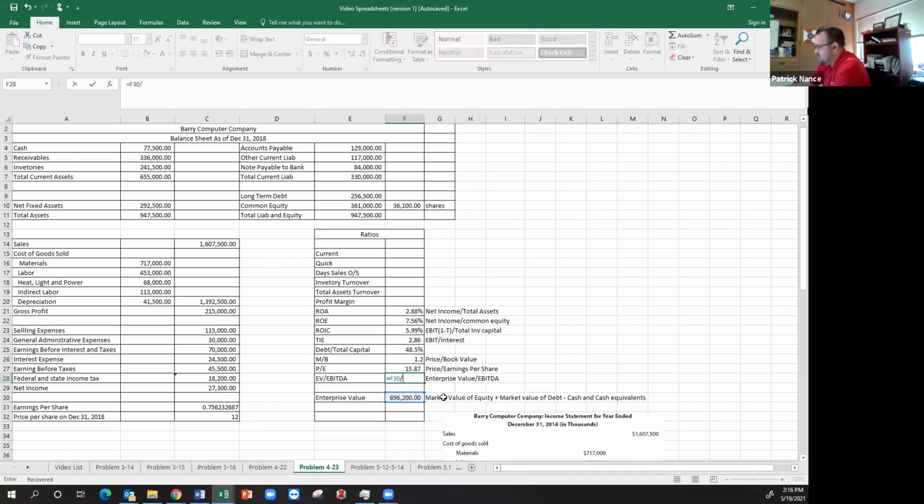So now I can take that number divided by earnings before interest, taxes, depreciation, and amortization, which in this case is going to be the 70,000, and I need to add back in the 41. Because this 70,000 is EBIT, but then I can add back in the depreciation for EBITDA. So it should be 6.24. It should be the enterprise value. And that's it for this video.